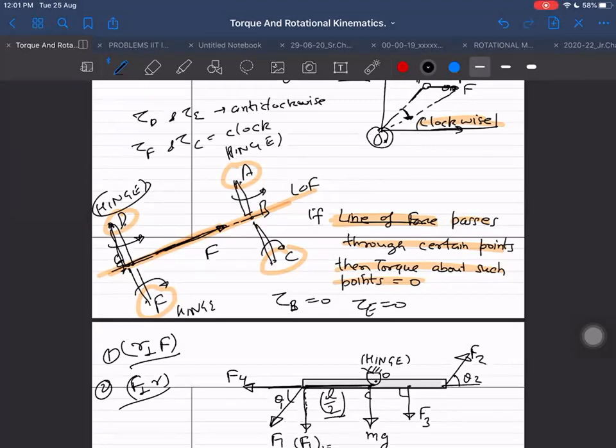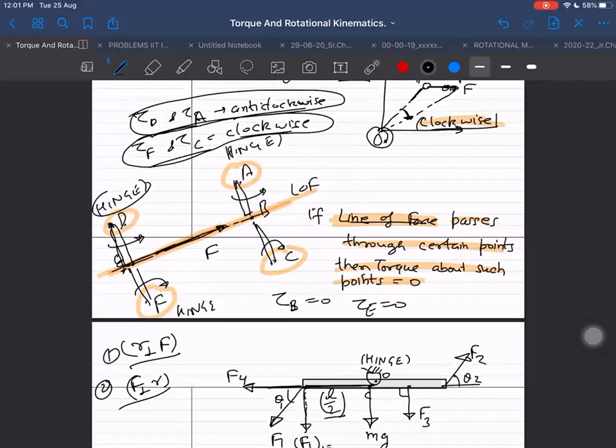These are clockwise. The torque about D and torque about A are anti-clockwise, and this is F and C only, clockwise. So torque about D and about A anti-clockwise, and torque about F and about C clockwise.